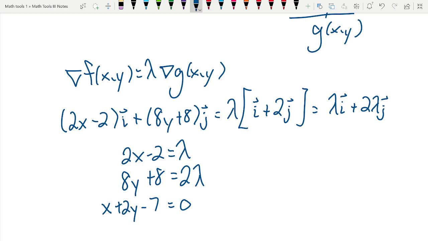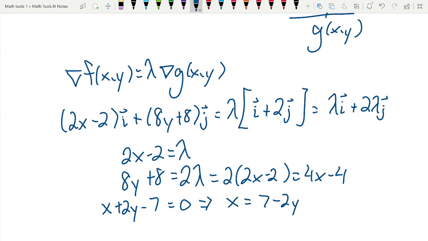We can immediately eliminate the lambda variable because we have that lambda is equal to this, so we can go ahead and say, okay, this is 2 times 2x minus 2, because that's what lambda is, right, which is 4x minus 4. So we can just work with these bottom two equations. 8y plus 8 equals 4x minus 4, and then x plus all this equals that. This one, we could just go ahead and solve that for x. So this is going to be 7 minus 2y.